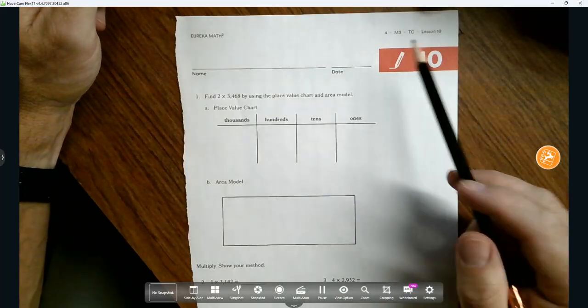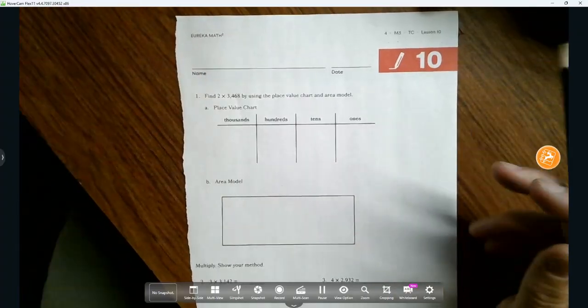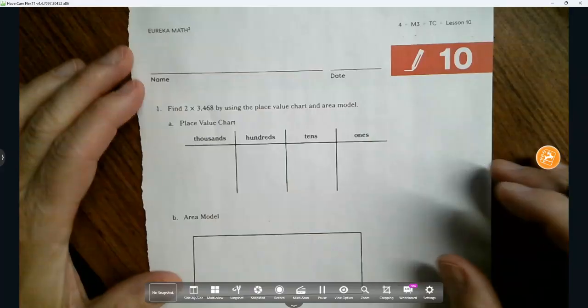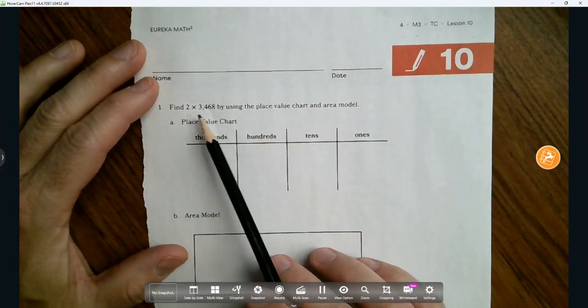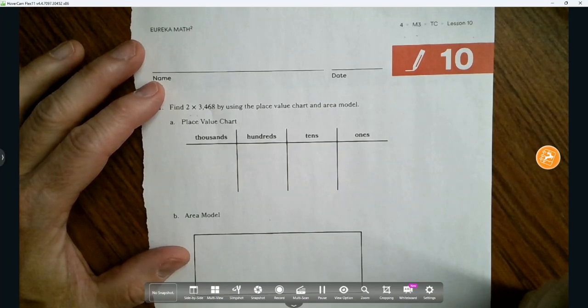All right, so this is Eureka Math, 4th grade, Module 3, Lesson 10 homework help. Okay, so it says find 2 times 3,468 by using a place value chart and area model.